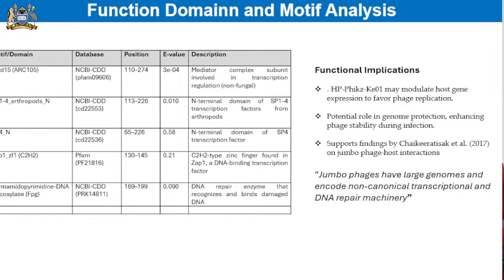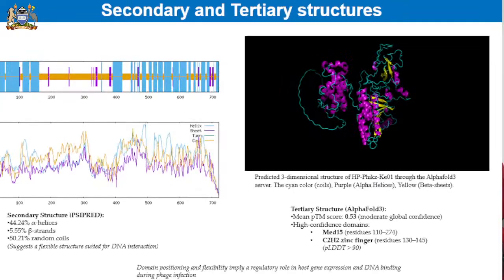Next. If we go to the functional domain, if you blast in the databases, NCBI, CDD, Pfam, these are the domains that were found there. Most of these domains pointed this hypothetical protein to a transcriptional regulation role, a binding role. This is a C2H2 type zinc finger, which is for DNA binding, transcriptional role, and also for DNA repair. So we continue and say that this protein could modulate host gene expression and can also bind nucleic acids.